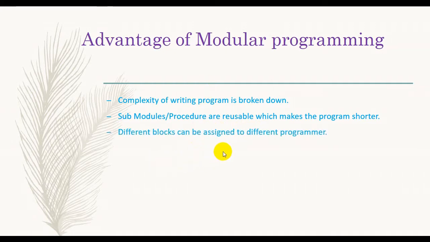Different blocks can be assigned to different programmers. Whenever we write a very long program, certain parts are to be given to some programmers, so this can be achieved in modular programming. When we do the work part by part, debugging becomes easier. The possibility of error is also reduced, and if there is any error, it will be easier to debug and even to edit, to make the changes there.